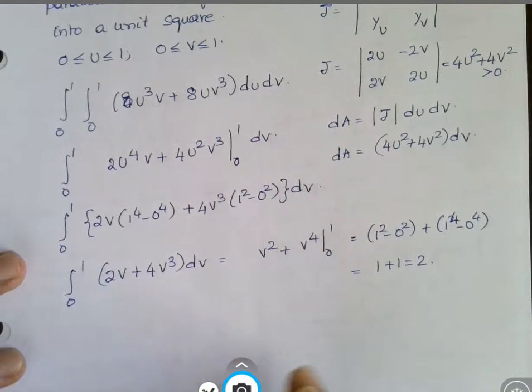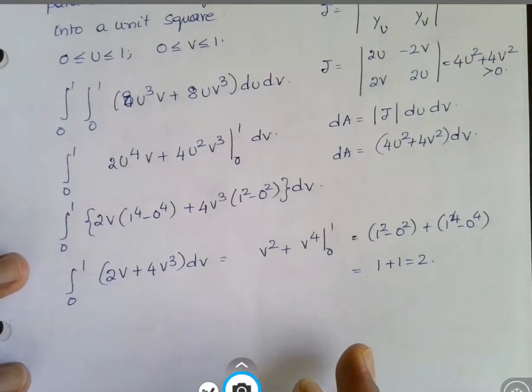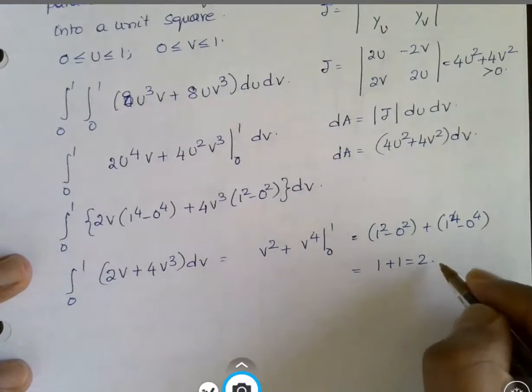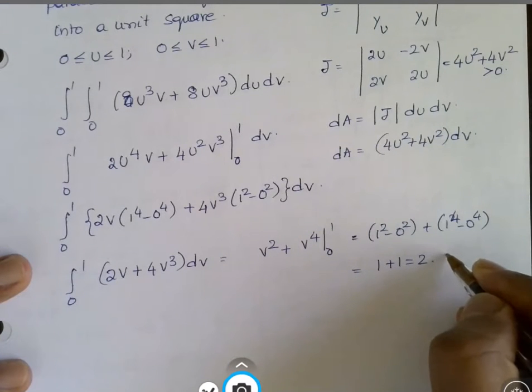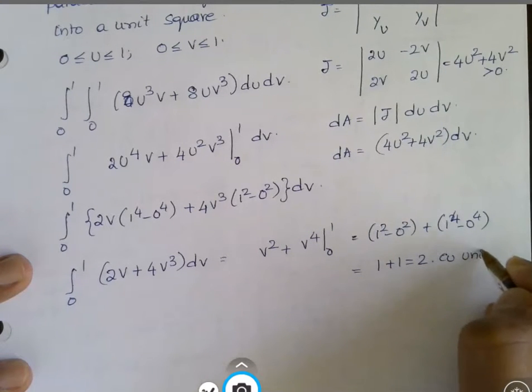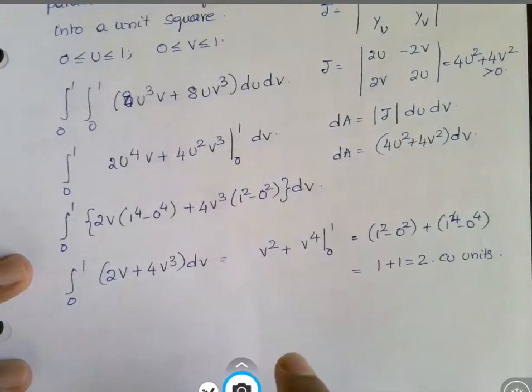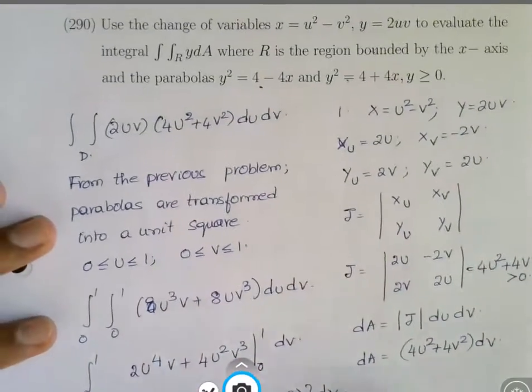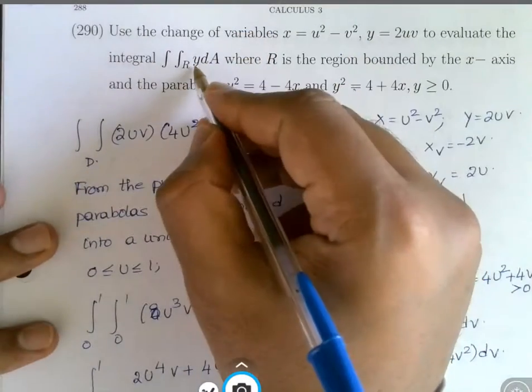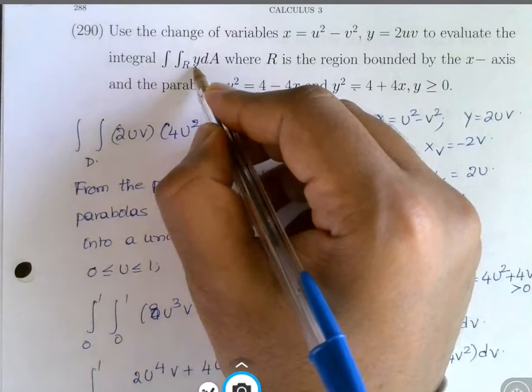So what we found using the change of variables is 2 units. Actually, it will be cubic units. I will explain why. This is a double integral and you have an integrand. Remember, for a double integral, if your integrand is 1, you get an area.